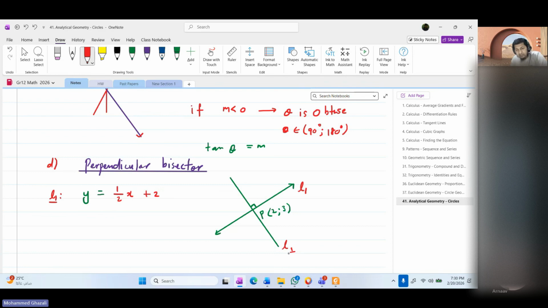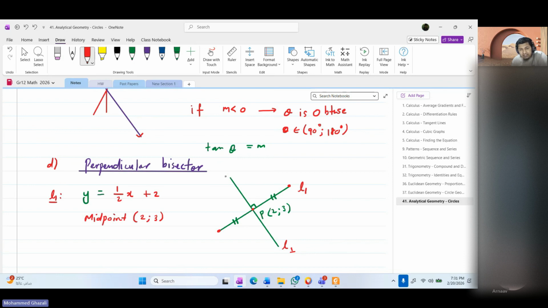If we want to find the equation of the perpendicular bisector, sometimes the endpoints are given. Then you need to find the midpoint first. This line goes through the midpoint P and it is perpendicular. The midpoint is already given here: the midpoint is (2, 3).